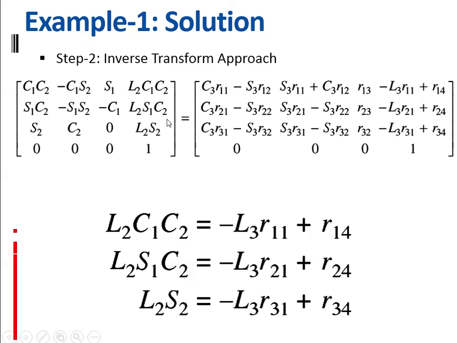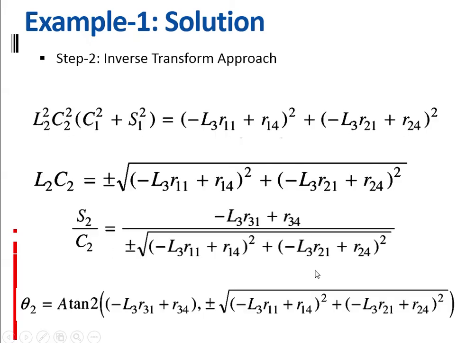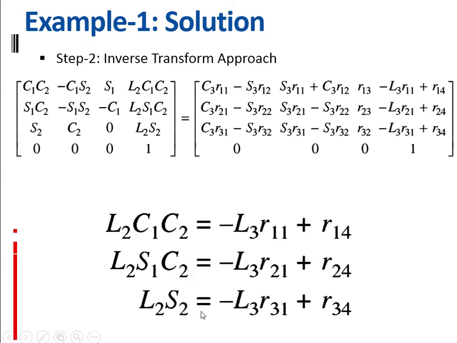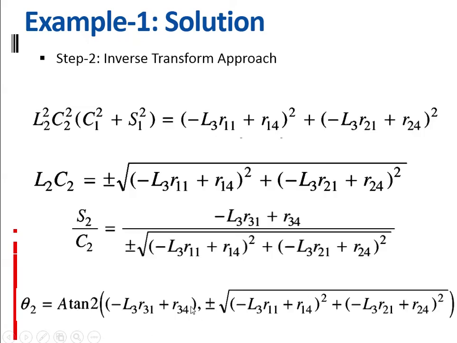So that means we go for the first, compare this one, then compare this one, and then compare this one. You will get these three equations. Now squaring and adding the first two terms, you will get this term. Now L2C2 you know from this, and L2S2 from this third equation. Dividing this equation by this equation, you will get tan theta 2. That means theta 2 you now obtain.